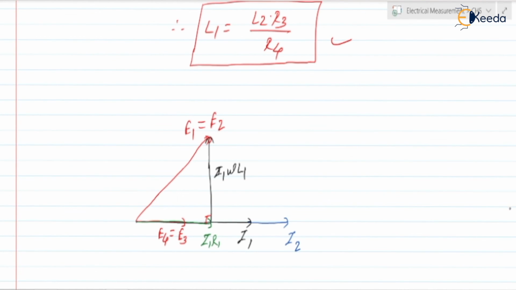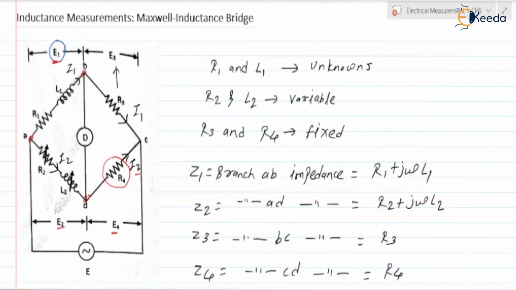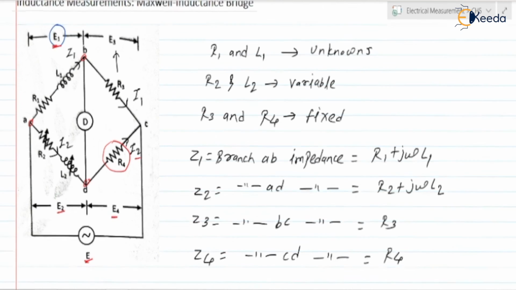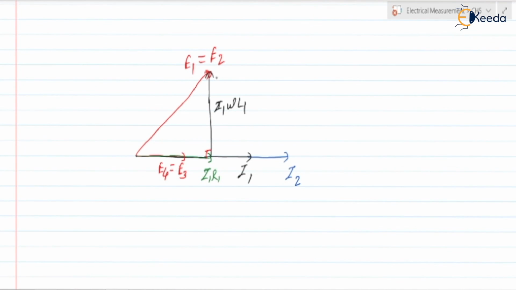Now if we want to draw the phasor for E, it is E1 plus E3, or E2 plus E4. This is E1 and this is E3, or we can add E2 and E4. Ultimately it is the phasor addition of this line and this line. How do we add the phasors? With the help of the law of parallelogram.